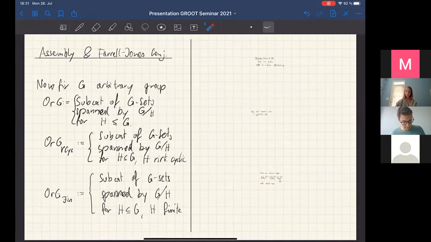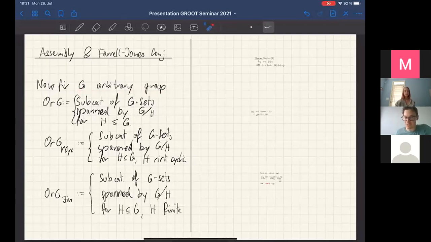So now let's get back to assembly and the Farrell-Jones conjecture. Basically, I went through all the trouble to talk about non-connective K-theory, the non-connective K-theory spectrum, so I can even phrase the Farrell-Jones conjecture. So let's do that now.